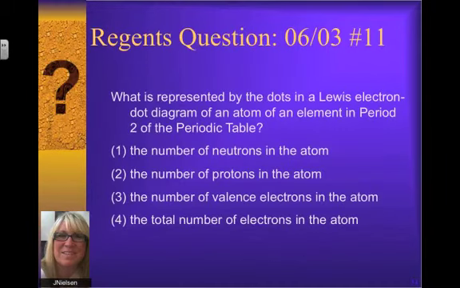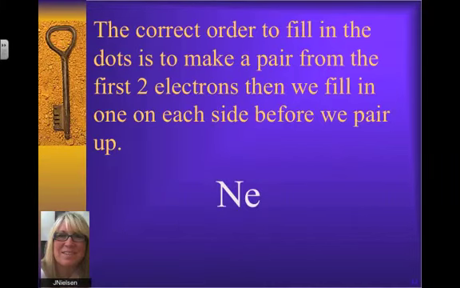What is represented by the dots in a Lewis electron-dot diagram of an atom of an element in period 2? It's going to represent the valence electrons in the atom. The correct order to fill in the dots is to make a pair from the first 2 and then go round robin. The Regents really doesn't care if you don't follow this exactly, so long as you don't have more than 2 on one side.